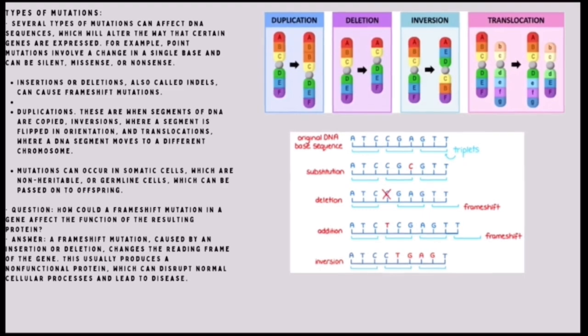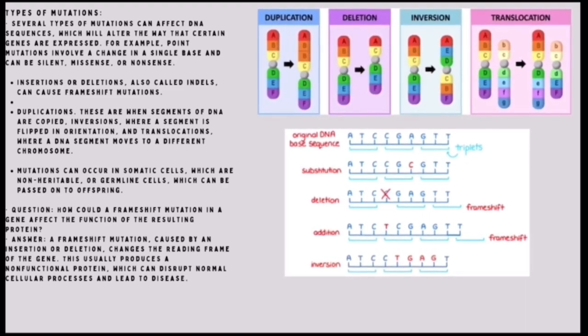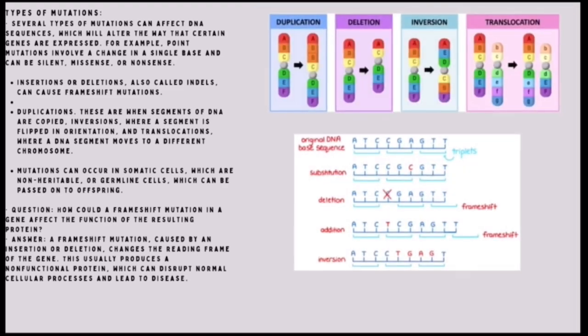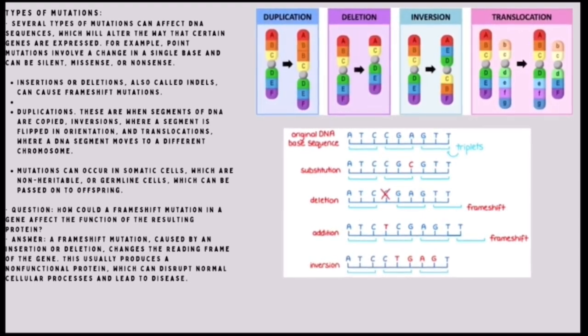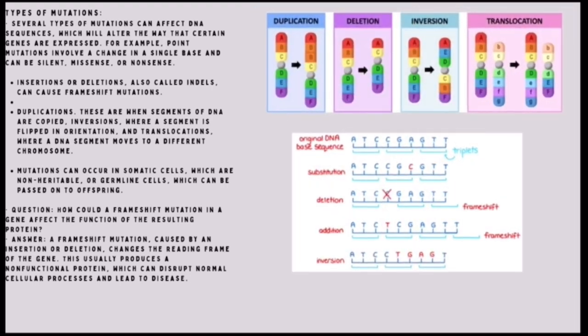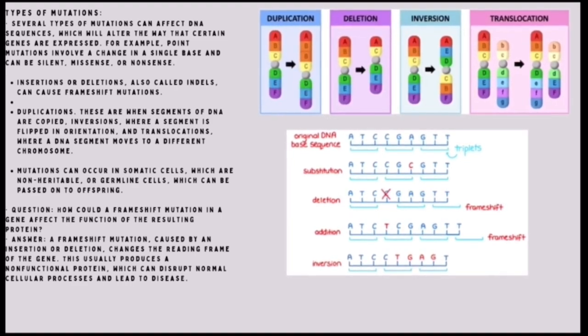Other types include duplications, where segments of DNA are copied, inversions, where a segment is flipped in orientation, and translocation, where a DNA segment moves to a different chromosome. Mutations can occur in somatic cells, which are non-heritable, or germline cells, which can be passed on to offspring.